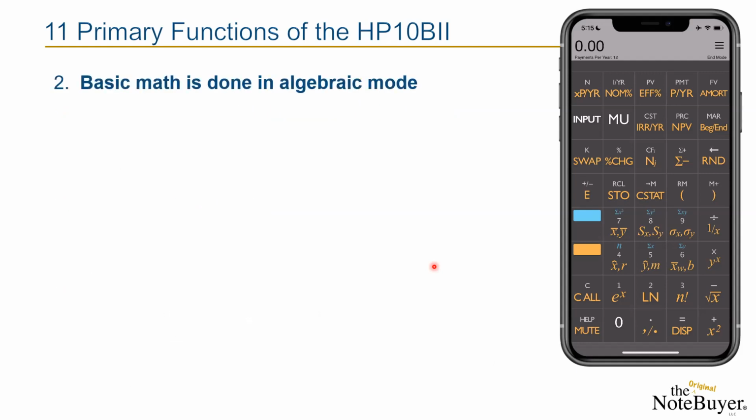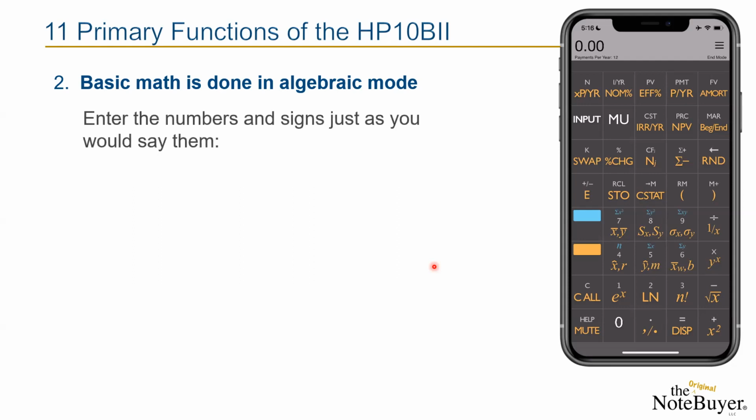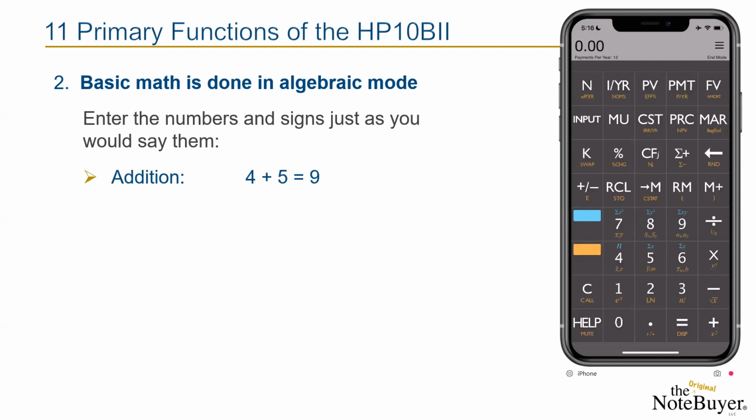You also need to know that the math on here is not done in that crazy scientific notation like the old calculators used to. The HP12C was scientific notation, but this is done in algebraic mode. And all that means is it's very simple to use. You're just going to enter your numbers and signs just as you would say them. You want to make sure, however, that you use these signs right here, these functions.